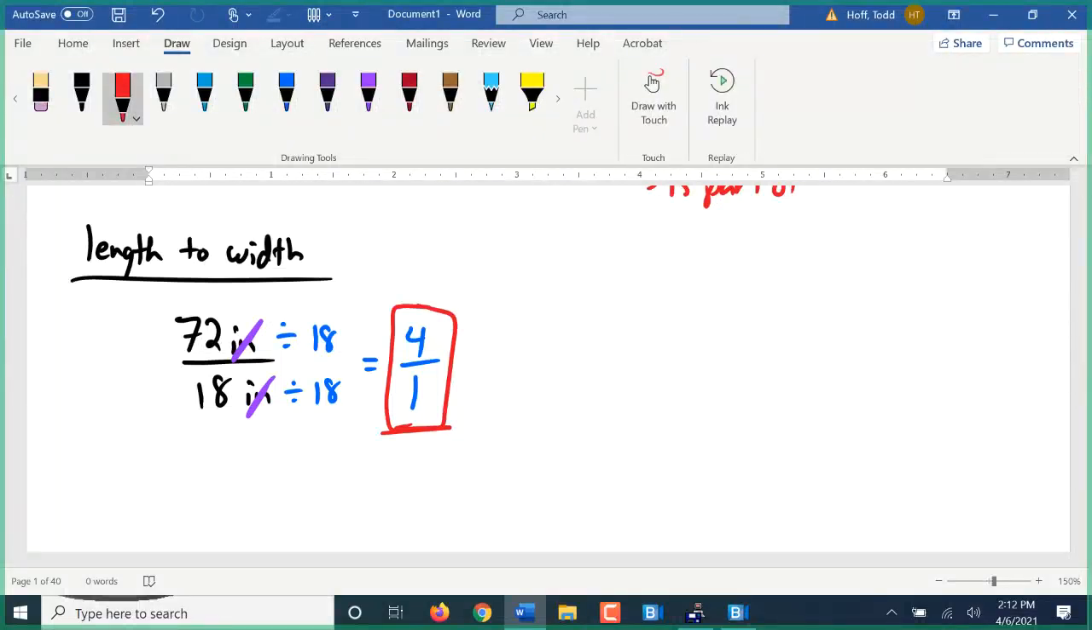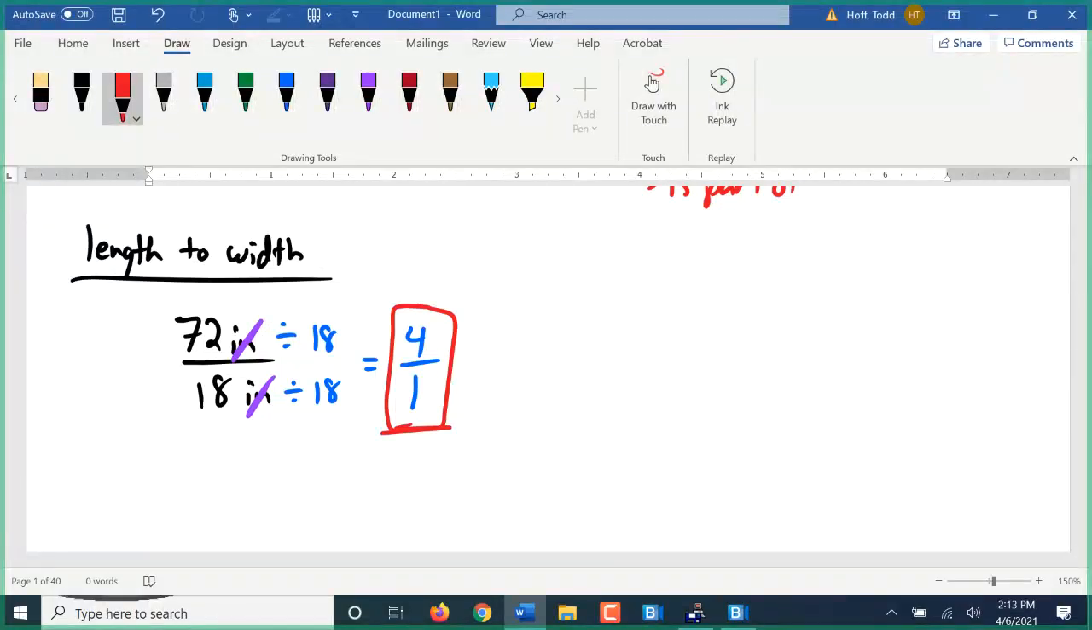The other thing we might notice here is there's no units there. The inches canceled out. Because when we're comparing length to width on our table, it doesn't matter what units we're using. If we said there's inches, it'd be for every 1 inch of width, there's 4 inches of length. Or if it was centimeters, for every 1 centimeter of width, there's 4 centimeters of length. Or feet, for every 1 foot of width, there's 4 feet of length. The units don't matter because it's the ratio between the sizes, not the actual units themselves.